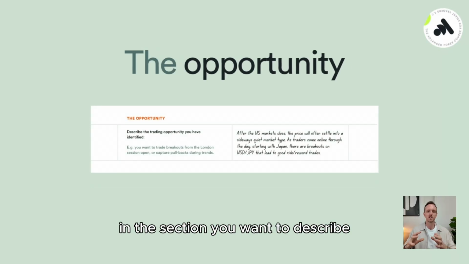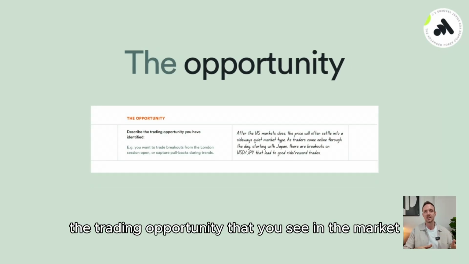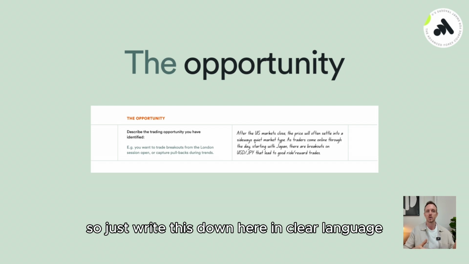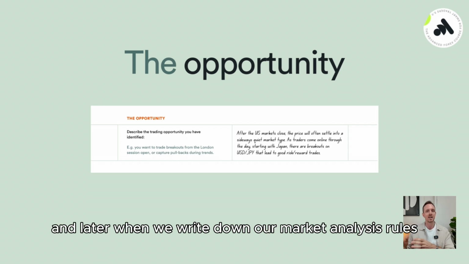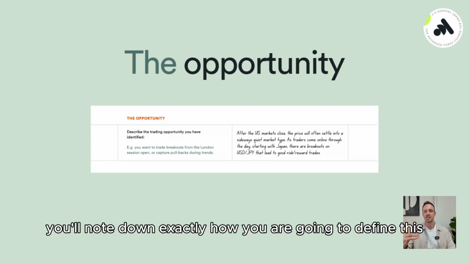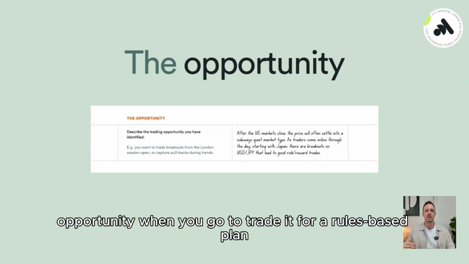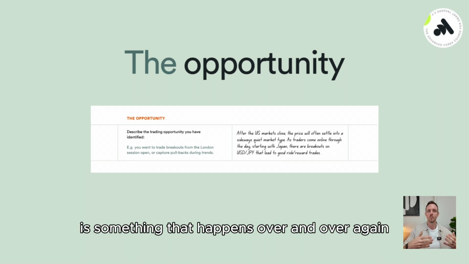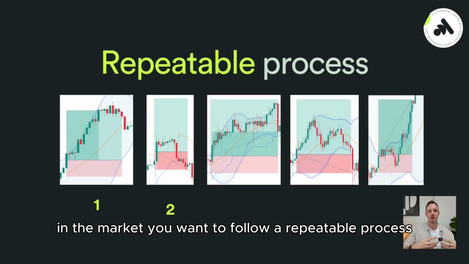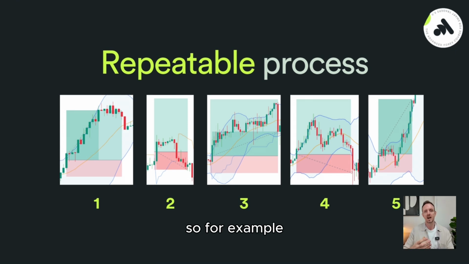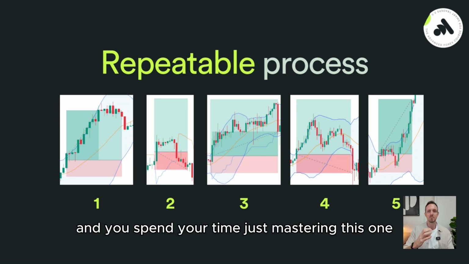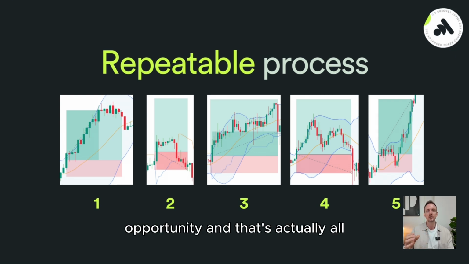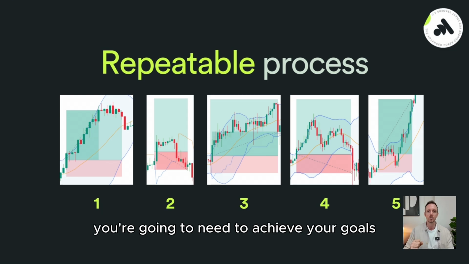In this section, you want to describe the trading opportunity that you see in the market. Just write this down here in clear language. And later, when we write down our market analysis rules, you'll note down exactly how you're going to define this opportunity when you go to trade it. For a rules-based plan, the opportunity you're looking to define is something that happens over and over again in the market. You want to follow a repeatable process. For example, you could be looking to trade breakouts on the London Open, and you'll spend your time just mastering this one opportunity. That's actually all you're going to need to achieve your goals.